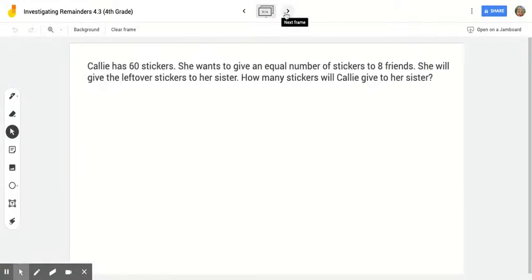What's Callie doing next? All right, she's got stickers in this case. Callie has 60 stickers. She wants to give an equal number of stickers to 8 friends. Okay. She will give the leftover stickers to her sister. How many stickers will Callie give to her sister? Okay. Well, the question really is about the remainder in this one. So 60 stickers divided by 8 friends. Each friend gets 7 stickers.